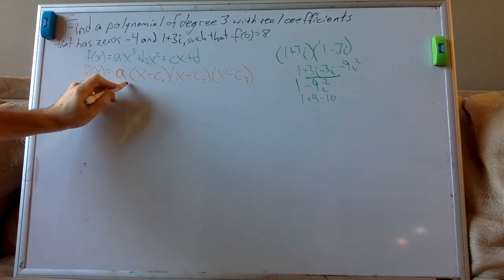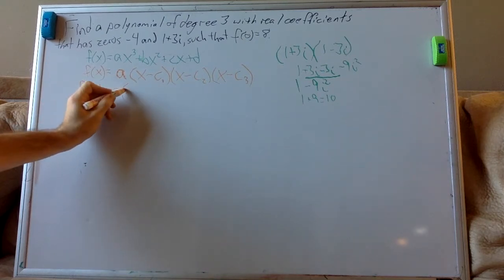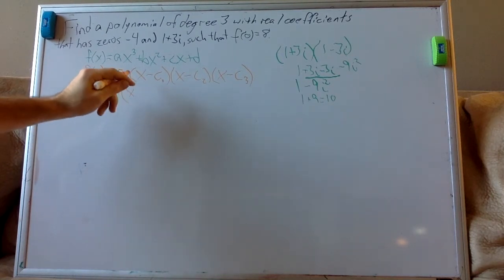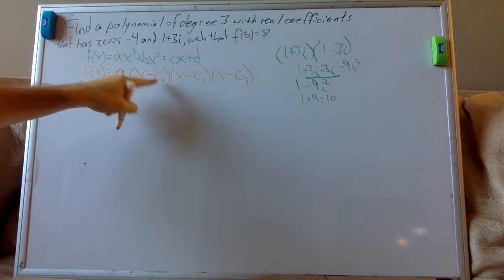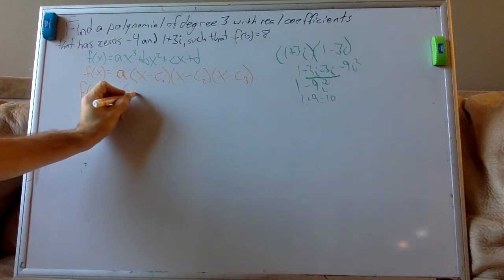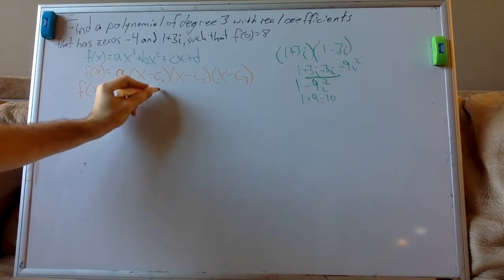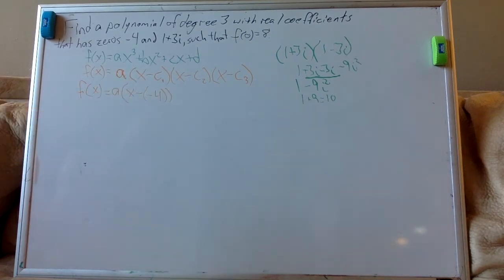We don't have our a yet, but we need to keep it there. So we have x minus our 0, which is -4. So minus a -4. I'm going to go ahead and write that out for now. Keep that in mind as we move through these.